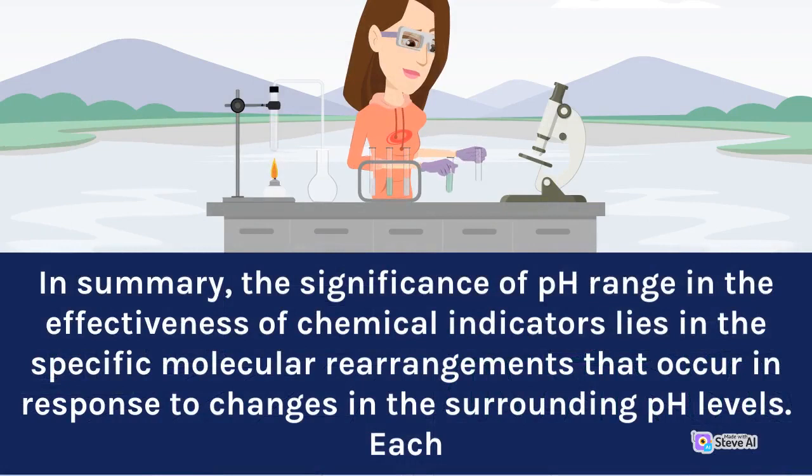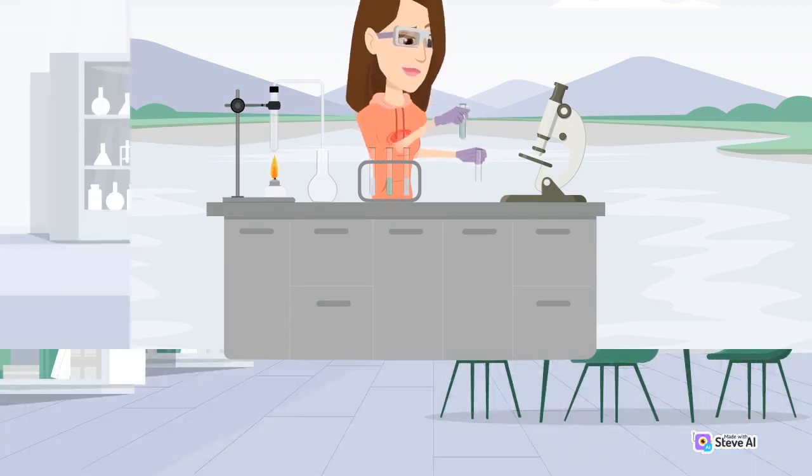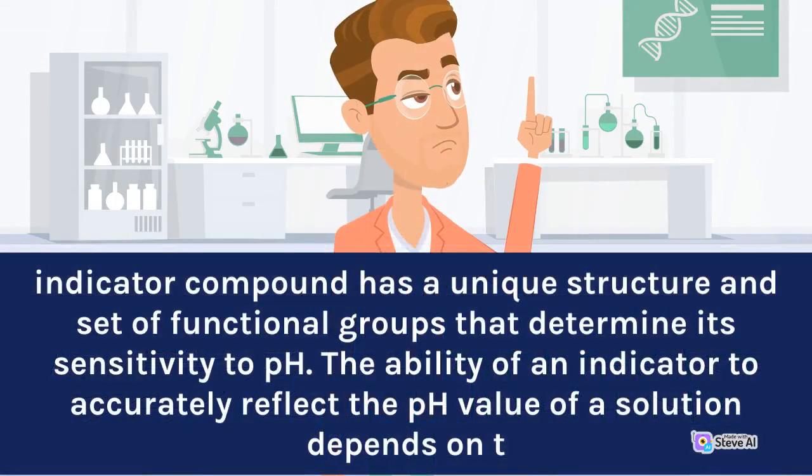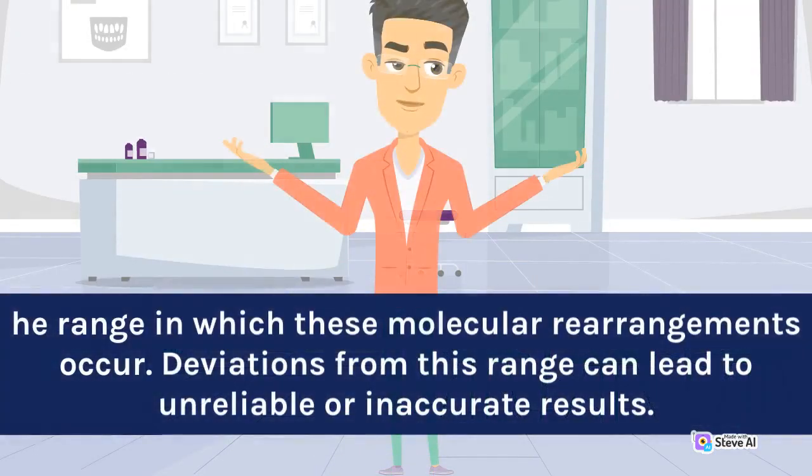In summary, the significance of pH range and the effectiveness of chemical indicators lies in the specific molecular rearrangements that occur in response to changes in the surrounding pH levels. Each indicator compound has a unique structure and set of functional groups that determine its sensitivity to pH. The ability of an indicator to accurately reflect the pH value of a solution depends on the range in which these molecular rearrangements occur. Deviations from this range can lead to unreliable or inaccurate results.